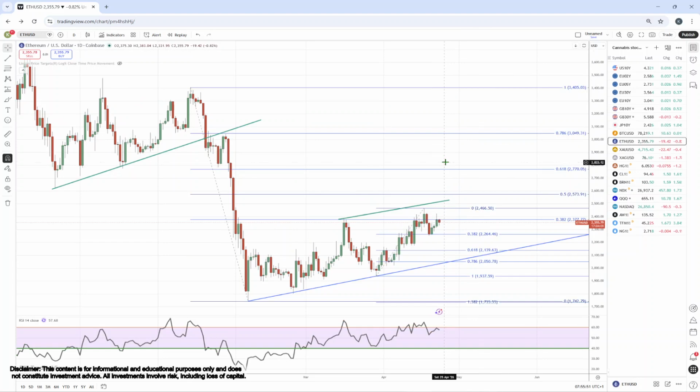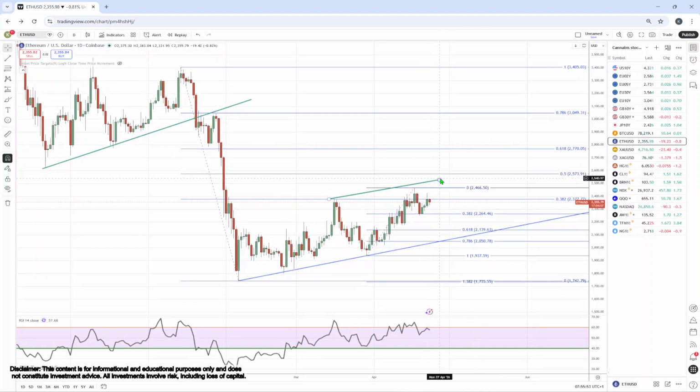More or less the same picture on Ethereum. That needs to be adjusted a bit. There we are. Also trading in this rising trend here short-term, but struggling to take out the 2,500 level.